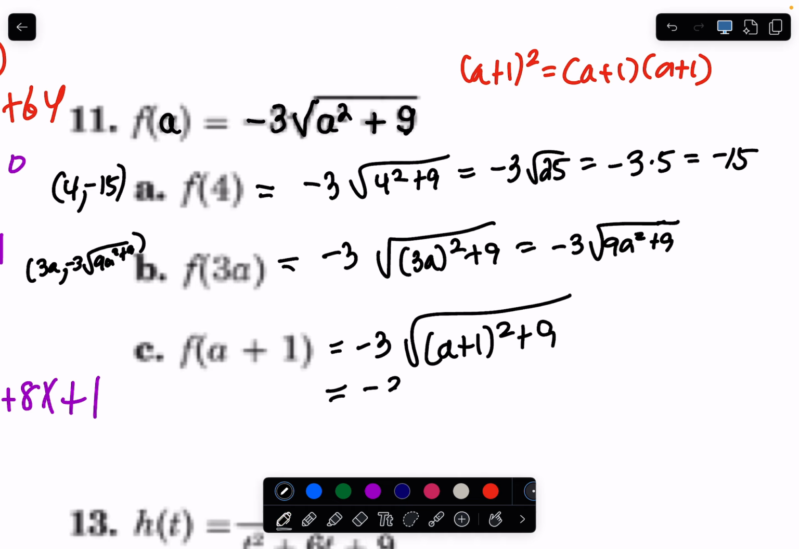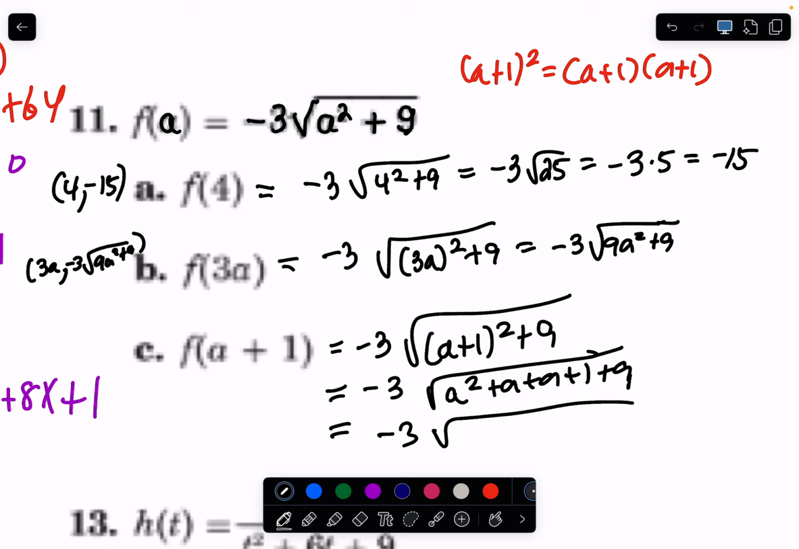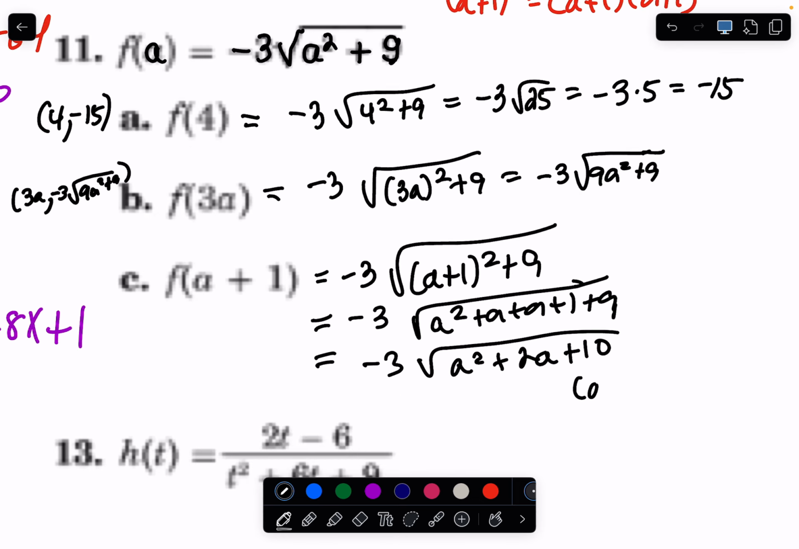But now, there's not much we can do to this one at all. So it'd be negative 3 square root of a squared plus 2a plus 10. Okay? And that's as far as you can go. Your ordered pair would be a plus 1, negative 3 square root of a squared plus 2a plus 10. Again, not much you can do. Okay. Everybody okay with those?